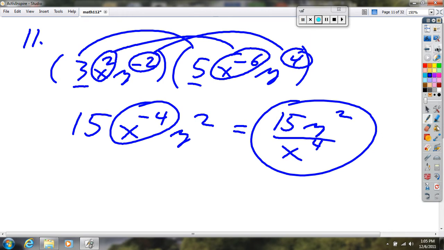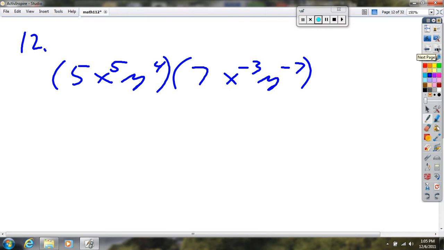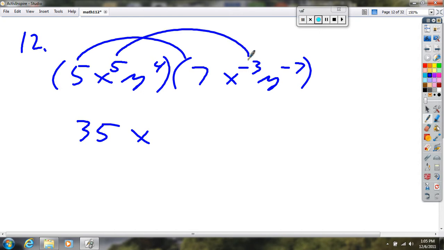Number 12. Again, the same thing. We'll multiply the number in front times the number in front. 3 times 7 is 21. How many x's do I have? I have to add the exponents. I'm adding this one and this one. 5 and a negative 3 is a positive 2. How many y's? What do I have for y's? I have 4 and a negative 7, which is a negative 3.